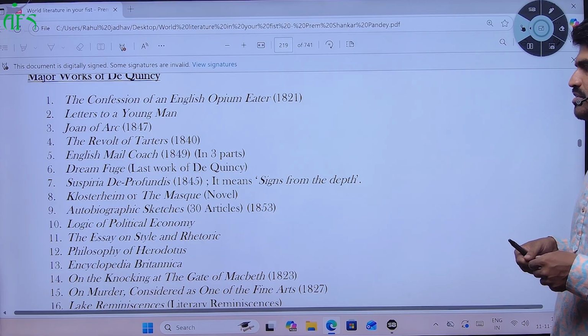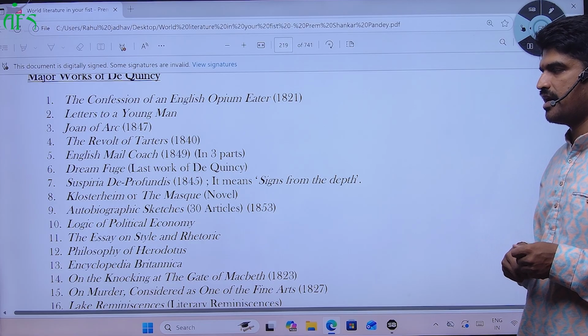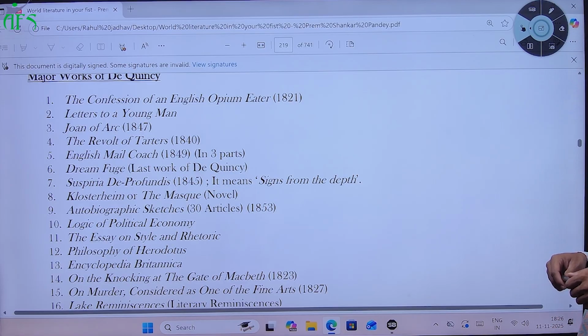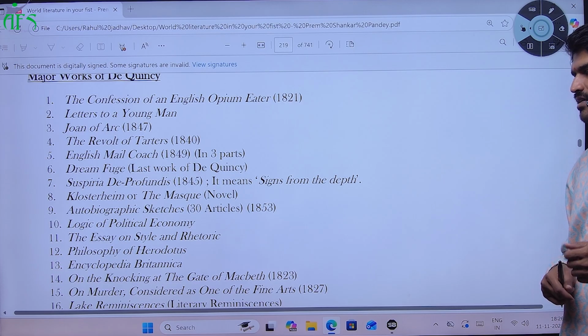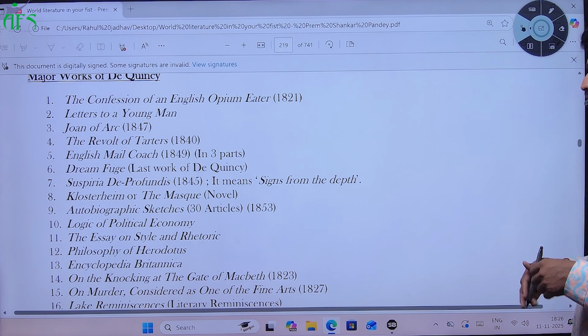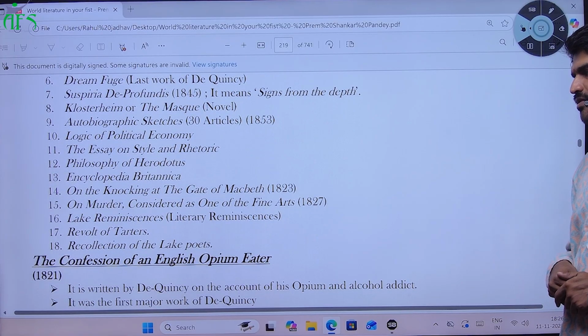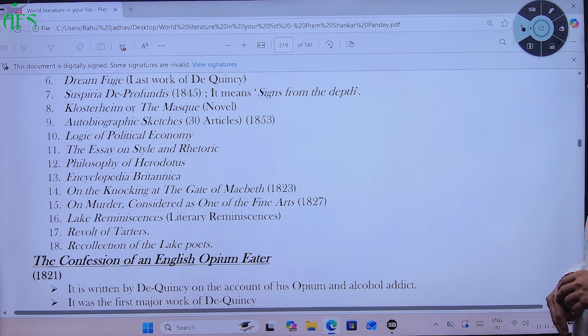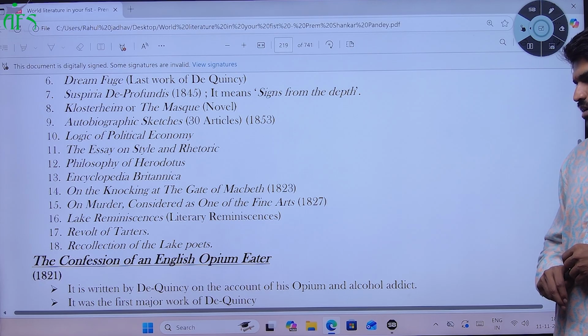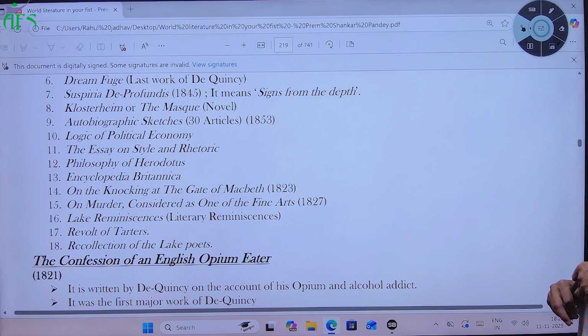Then Klosterheim, or The Masque, again a novel. Autobiographic Sketches, 30 articles published in 1853. Logic of Political Economy, the essay on Style and Rhetoric, Philosophy of Herodotus, Encyclopedia Britannica, On the Knocking at the Gate in Macbeth, published in 1823, On Murder Considered as One of the Fine Arts, 1827, Literary Reminiscences, then The Revolt of the Tartars, and Recollections of the Lake Poets.